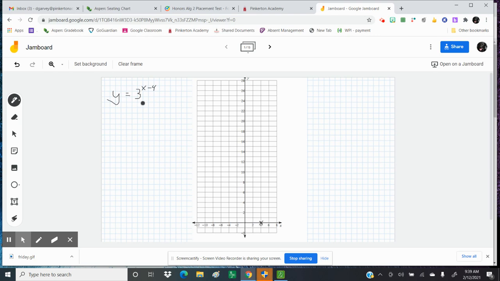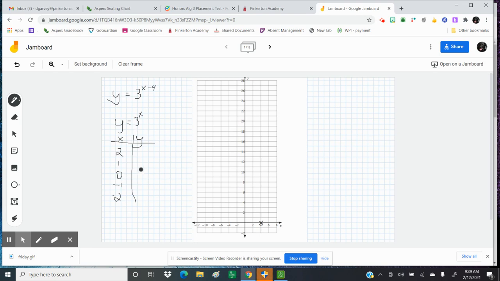Now that I have that taken care of, I'm going to do a table for my parent function, which is y equals 3 raised to the x. We're going to pick the points that we always pick: 2, 1, 0, negative 1, and negative 2. This is my x value. This is my y value. I always start in the middle of the table.